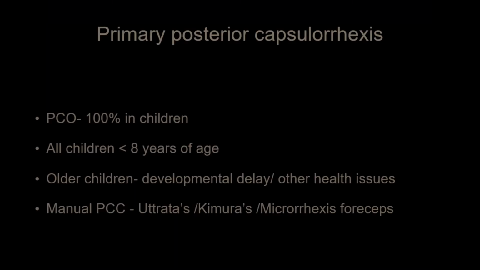So next is our primary posterior capsulorrhexis. Posterior capsular opacification occurs 100% in children, and hence we prefer to do a primary posterior capsulorrhexis in children under the age of 8 years or those who have developmental delays or other health issues. Manual capsulorrhexis can be done with utratas, chimeras, or microrhexis forceps.